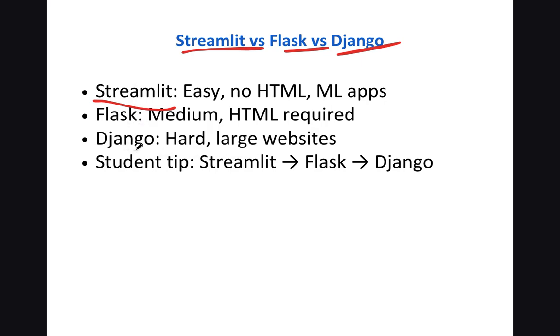Basically, why I'm doing this basic comparison here is that you should have an idea of what to choose when. If you want to learn something easy and make something small, or where you just want to implement only Python, you go with Streamlit. Or if your website is medium and you want to make a medium level website, you should choose Flask. And if your requirement is for a large website, you should go for Django.